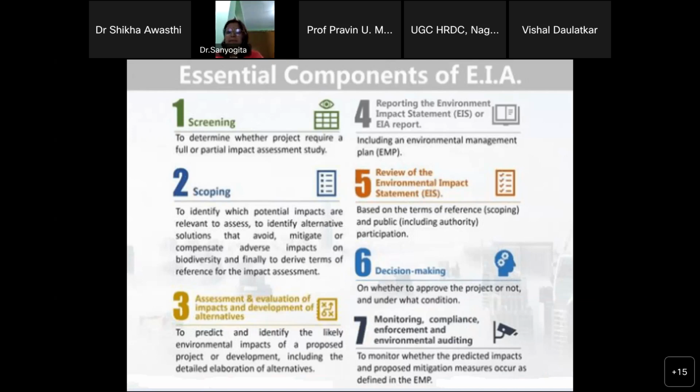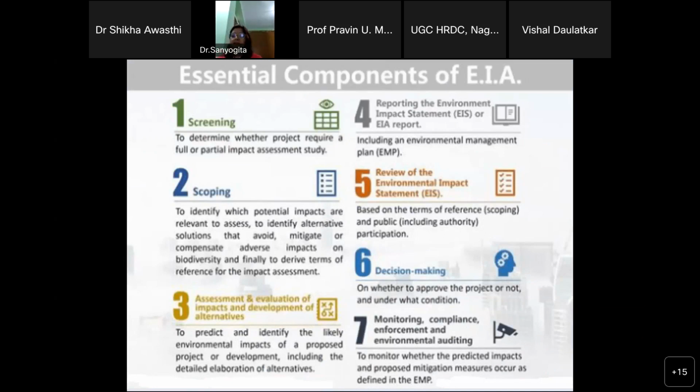NGOs हैं, public areas हैं, they have the authority to give their comments. Then the appraisal committees are there, which after the public hearing go on to the decision making process. And finally the monitoring: if the project has been successfully implemented, then the final monitoring and compliance enforcement as well as environmental auditing. Auditing is very important so that it can be checked whether the defined environmental management plan is properly working or not.